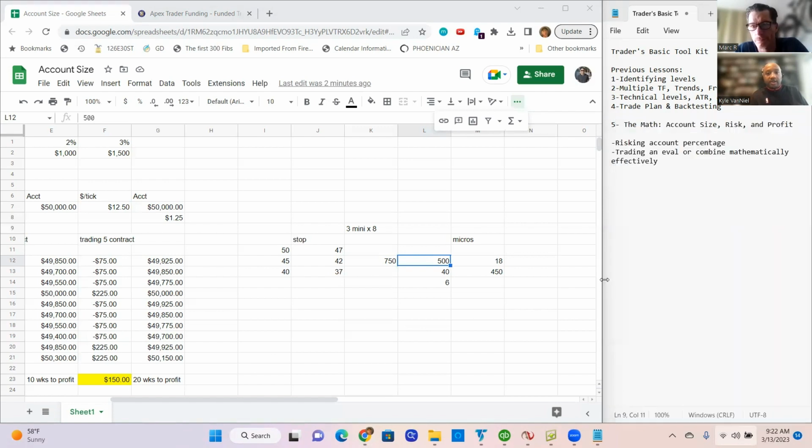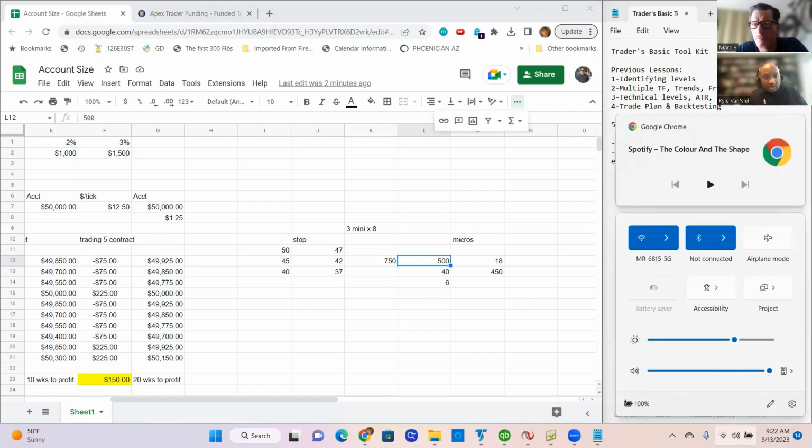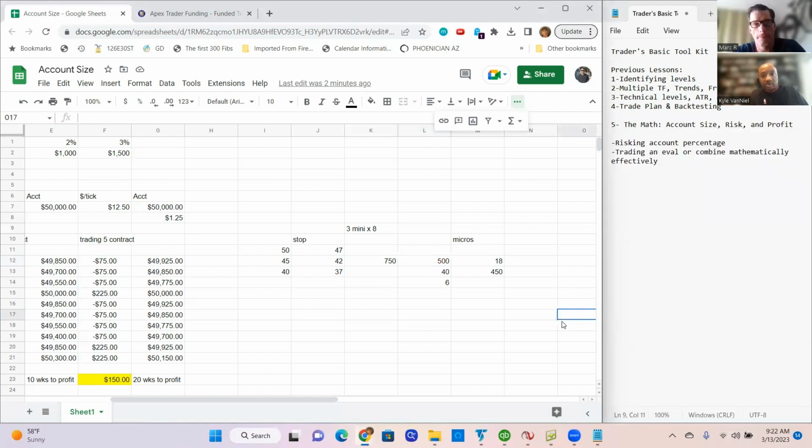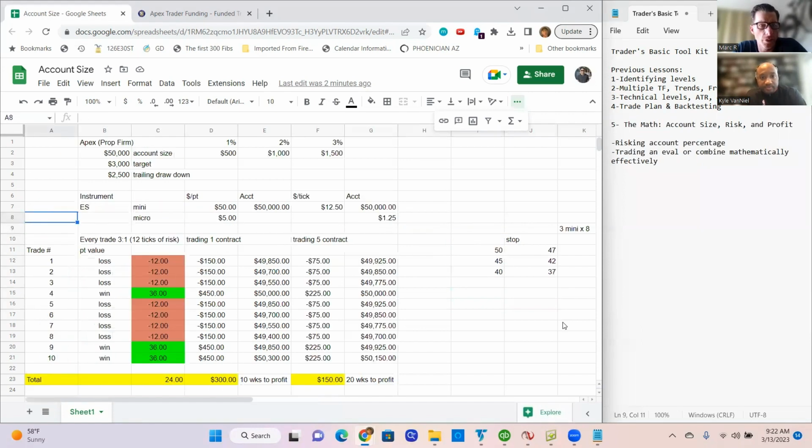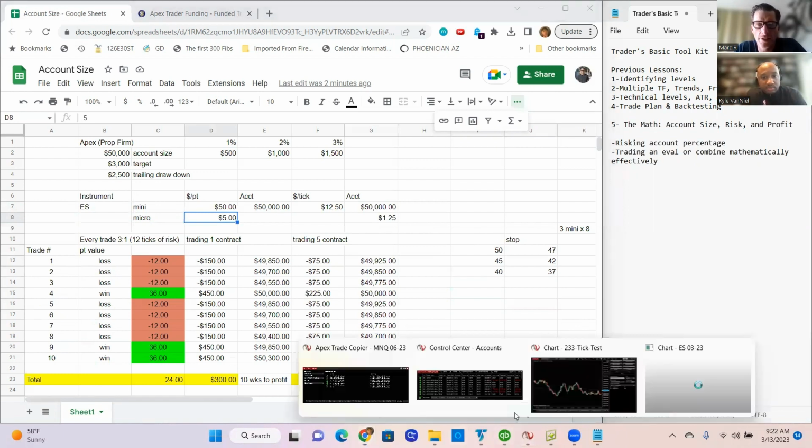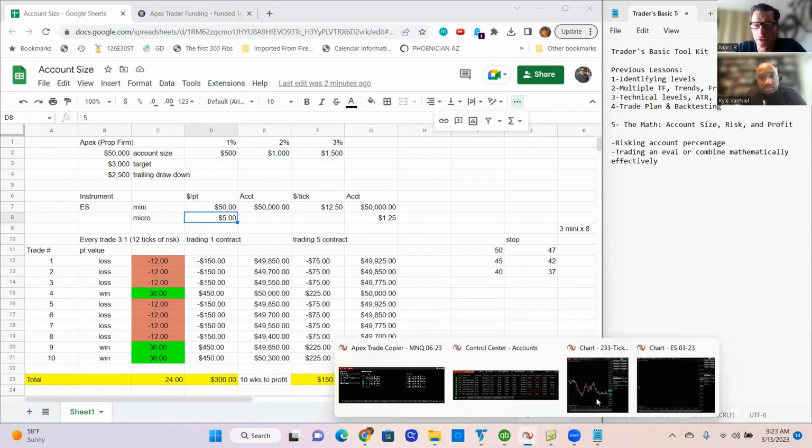Yes. All right. I was saying by going over to the micros, you're reducing your risk exposure from 750 to 500, and being within that 1% tolerance. Well, by going from minis to micros, because a micro is 1/10 of a mini, right? So like we said over here, it's $50 a point on the mini, and it's $5 a point on the micro. Yep. Right.